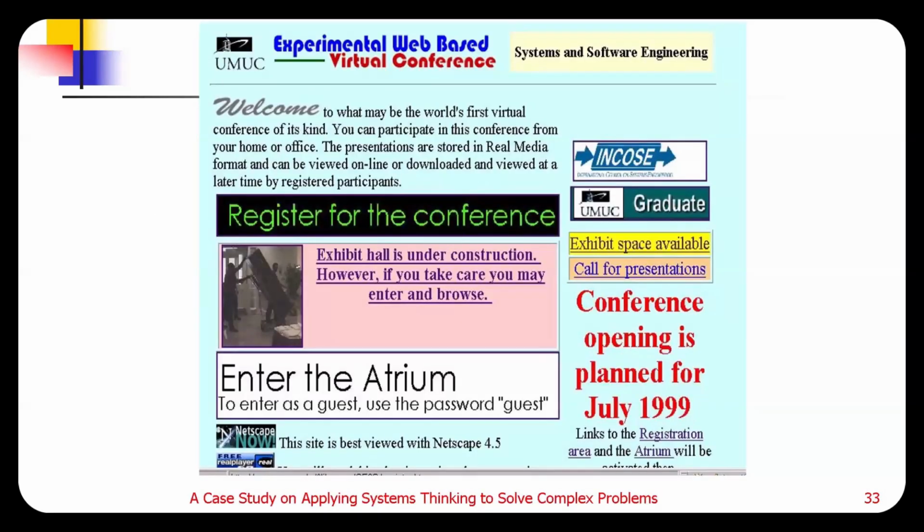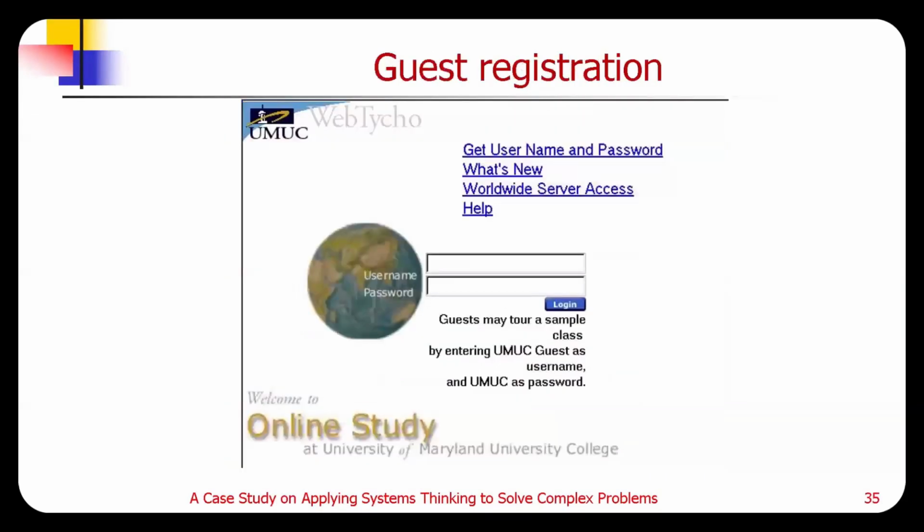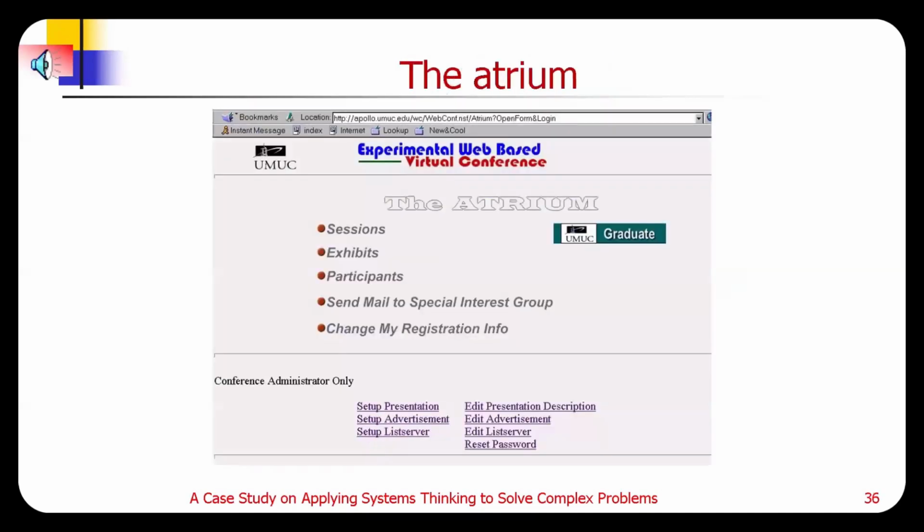So the web conference looked like this. You went to the website and you saw something like this. You could register. Guests could register so that other faculty in the institution, the dean and so on, could take a look at what was going on. Once in the atrium, you had a choice of attending sessions, exhibits, talking to participants, sending mail to special interest groups, and changing the registration info. And this is an administrator view, as you can see by the lower part of the menu.